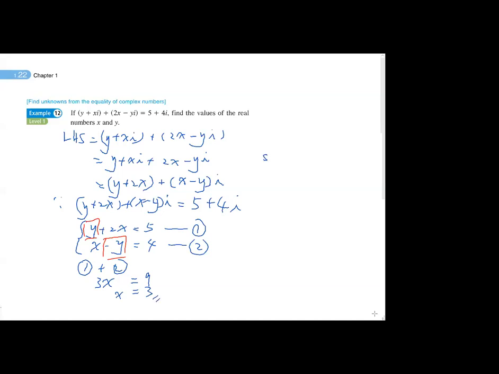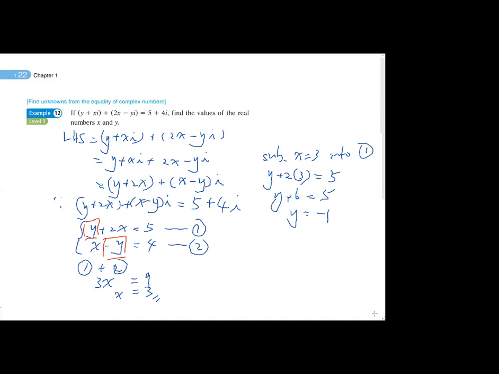When we substitute x equals 3 into either one of the equations, you can choose equation 1 or equation 2 to do the substitution. So I choose equation 1. It becomes y plus 2x, but we do not write x anymore. I write 3 because we have found the value of x to be 3. So y plus 6 is equal to 5, and finally y is equal to negative 1.